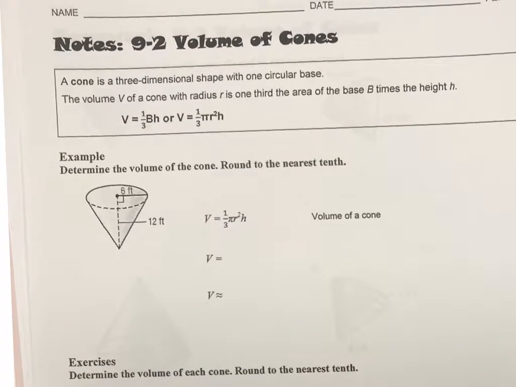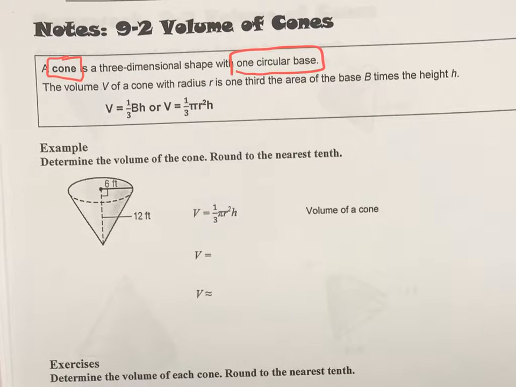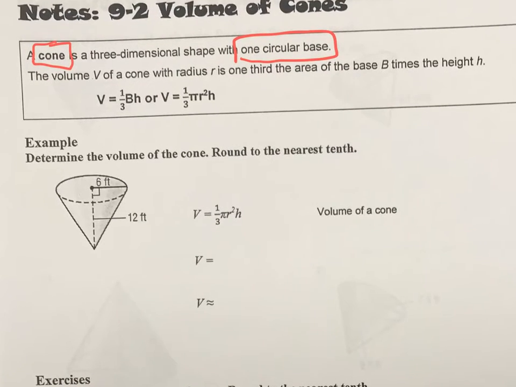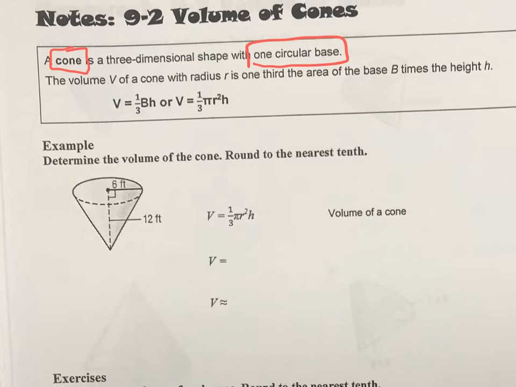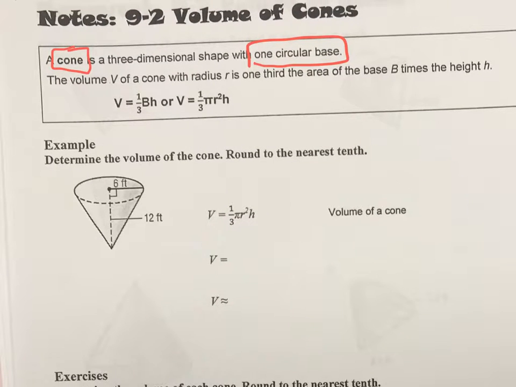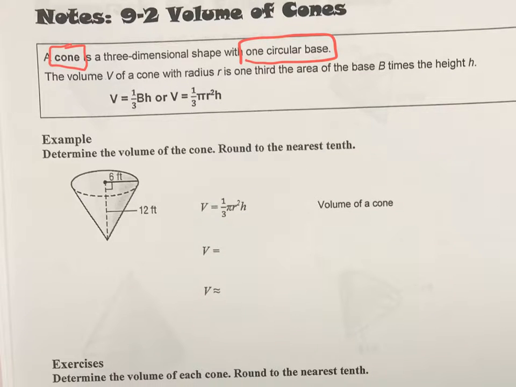So a cone is a three-dimensional shape. You guys know what a cone is. Think about an ice cream cone. It's a three-dimensional shape with one circular base. Our base is a circle, because think about a cone: what's the only thing it could sit on without falling over? The circle base. So the volume V of a cone with radius r is 1/3 the area of the base, capital B, times the height, h.